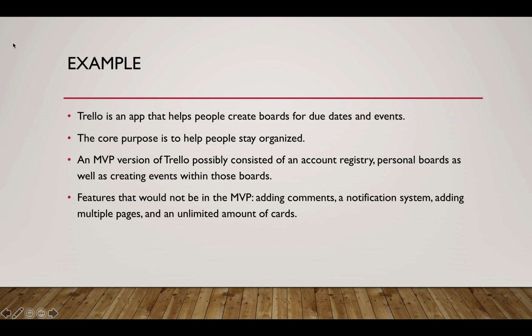Another one would be adding multiple pages. I could see that this wasn't added in the MVP version because by the design of it, it looked like you could have it all just be on one single page with just a bunch of lists of things to do. And then the last thing would be an unlimited amount of cards. Right now, they advertise that they have an unlimited amount of cards, but at one point it must have been limited because of the fact that it was in development. So that was also probably something not in the MVP.